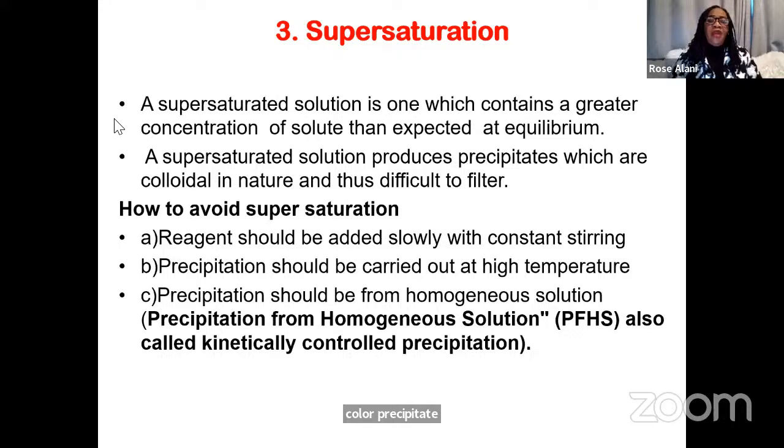To avoid supersaturation, these are the things that need to be done. Reagents should be added slowly with constant stirring. Precipitation should be carried out at high temperature. Precipitation should be from homogeneous solutions. Precipitation from homogeneous solution is also what we call kinetically controlled precipitation, which I'm going to explain to you further in some few slides from here.